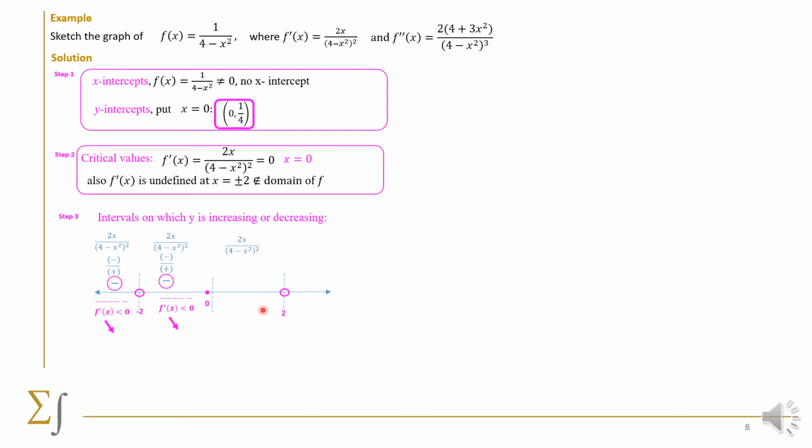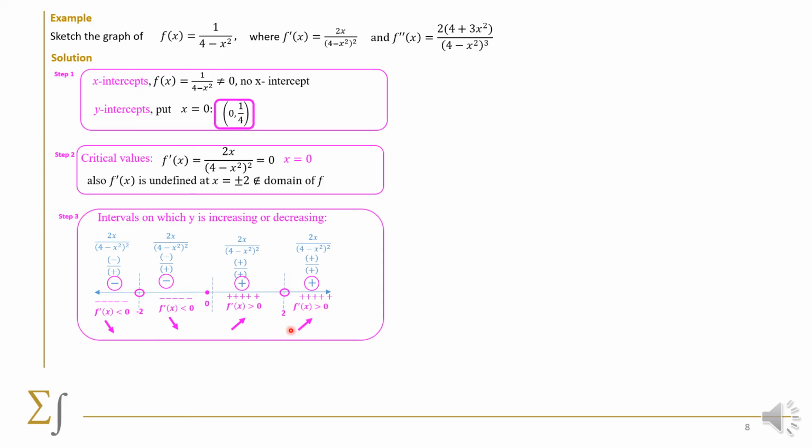We take any test point and we test the sign of the first derivative. We have plus over plus. So the first derivative is positive, telling us that the function is increasing on the interval from 0 to 2. We take any test value in the interval from 2 to infinity. We have positive over positive. So the first derivative is positive, greater than 0, telling us that the function is increasing from 2 to infinity.